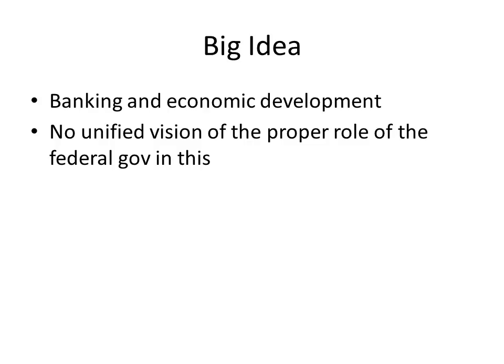So what's the big idea here? Well, first and foremost, banking and economic development are key issues for the country. But what we really need to understand is there's no unified vision of the proper role of the federal government in this. As a result, while you do get things like a national bank, you also get the veto of legislation that would have helped address some of these things. So as a result, the federal government approaches this in somewhat of a haphazard fashion at this time period.